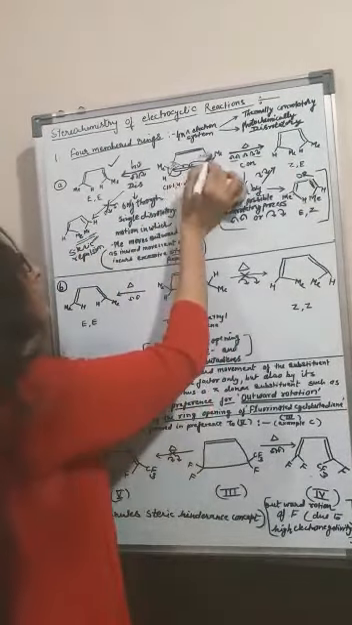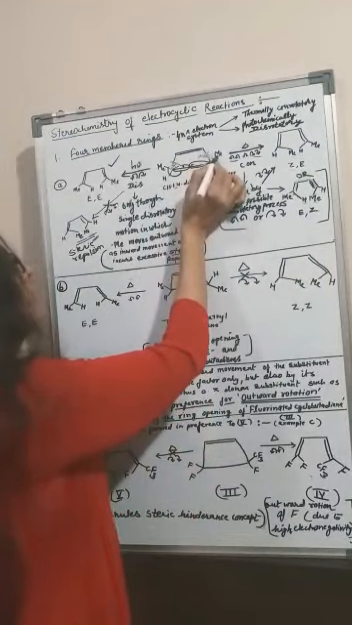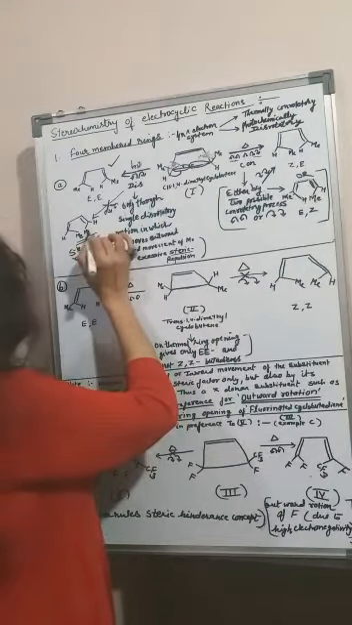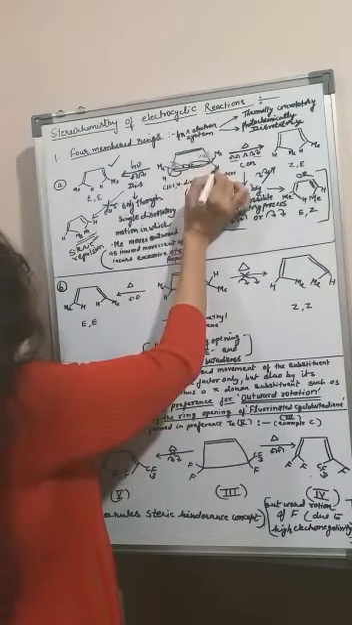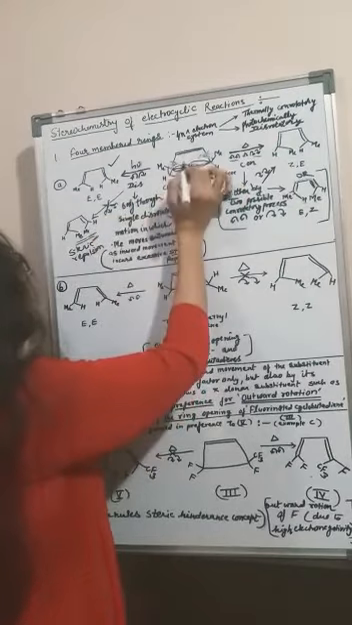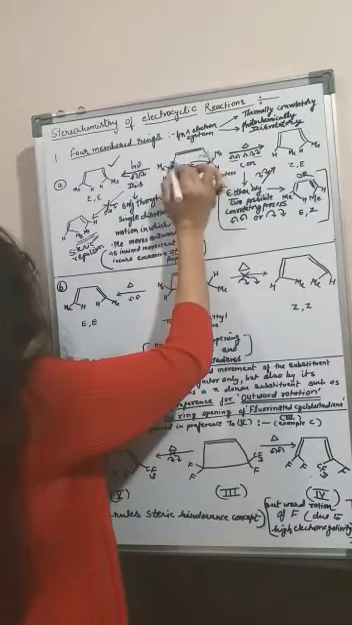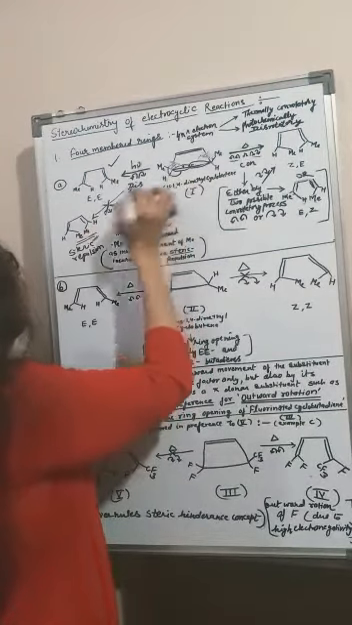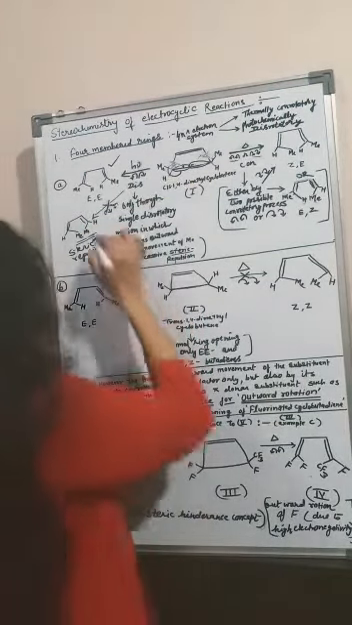Okay, this is moving clockwise, and this is moving anti-clockwise. So Me will move inward, and this H will move outward. Here anti-clockwise, so Me will move inward and H will move outward. So this product will be formed.